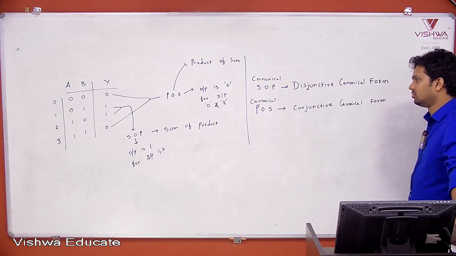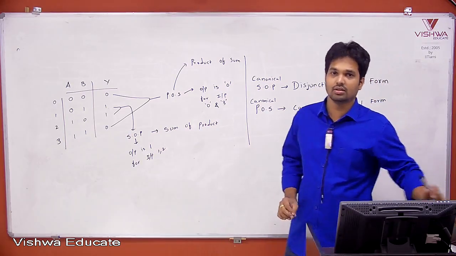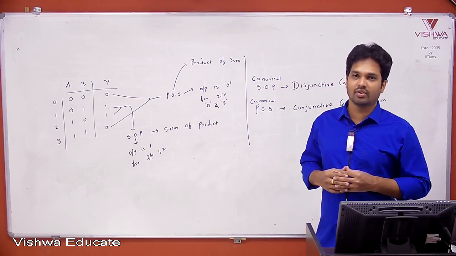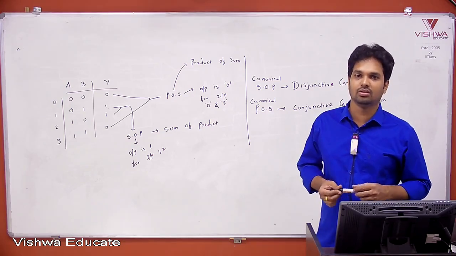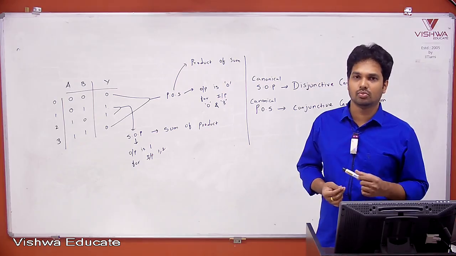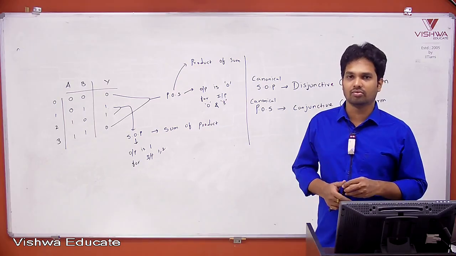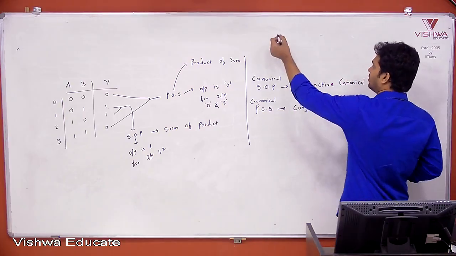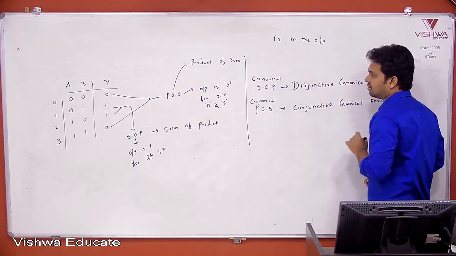Okay, write down. Write down next line. SOP is a way of expressing the function with the help of ones in the output.